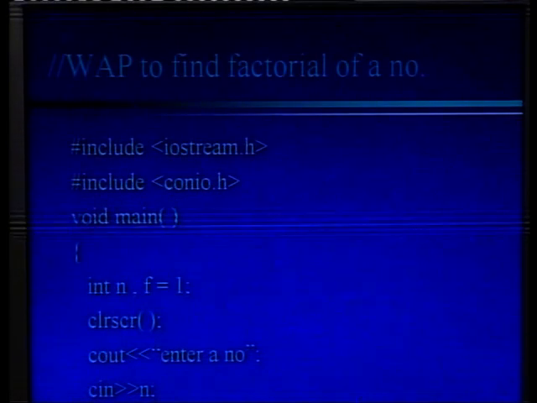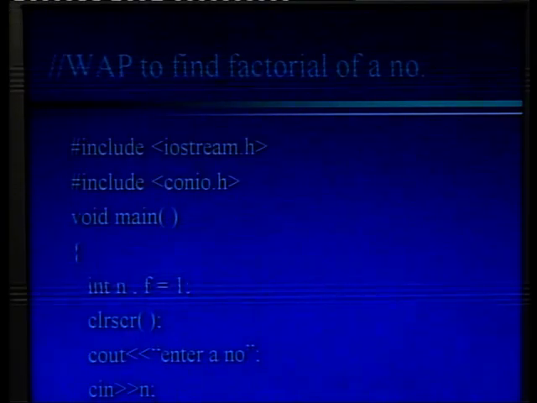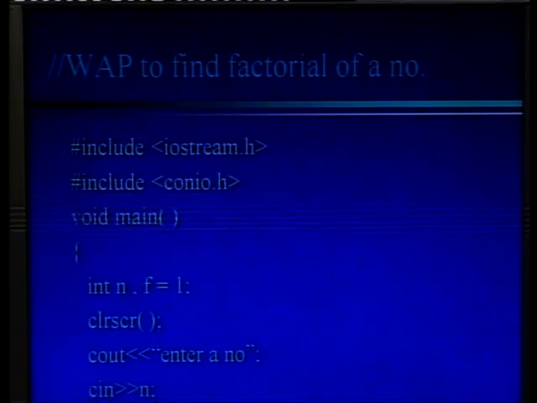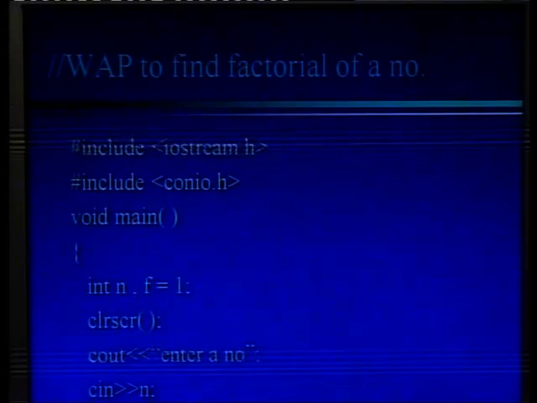Here I have described one more example. Suppose you want to write a program to find the factorial of a number. So first of all, I have declared two header files, then the main function.